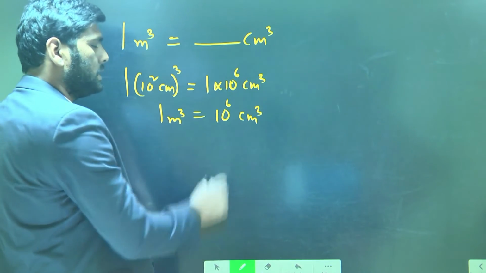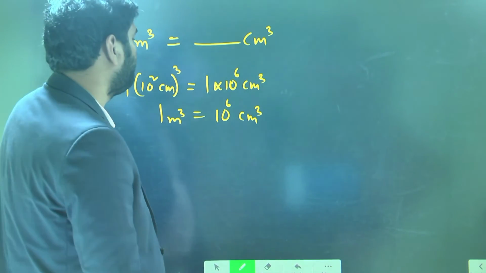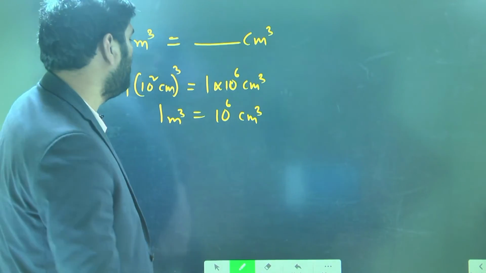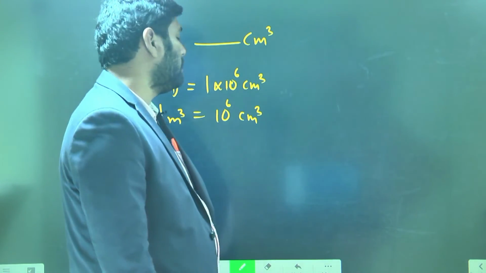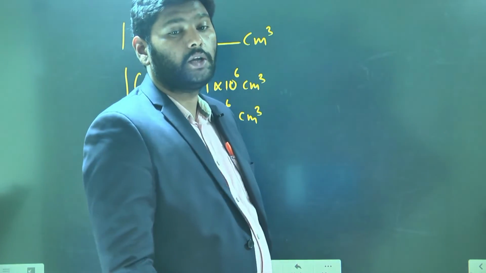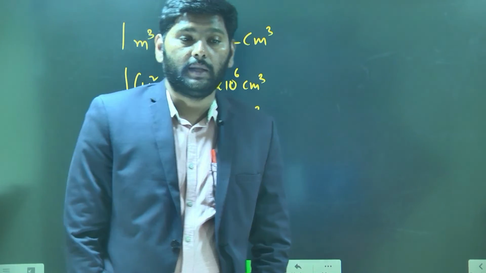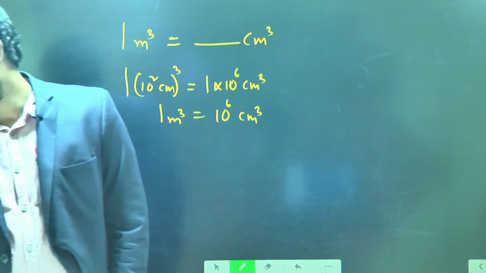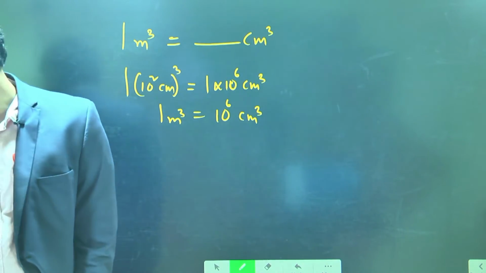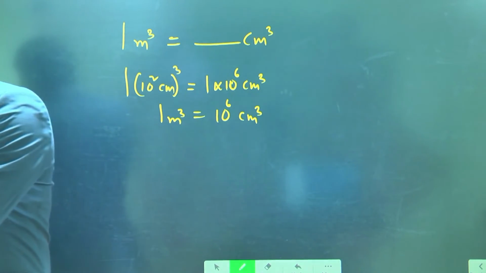Here 10 power 6 you can write as mega. 1 meter cube is equal to 10 power 6 centimeter cube. This is how we can take the conversion. Not only that, we can use it in another way also.